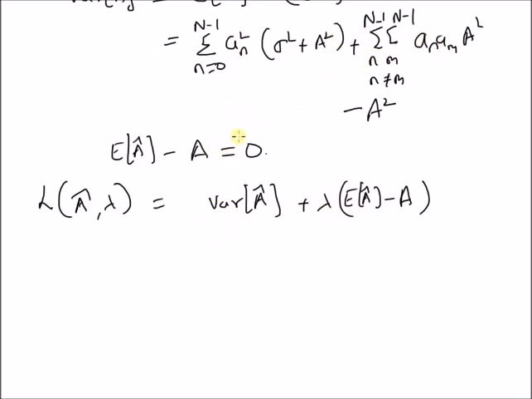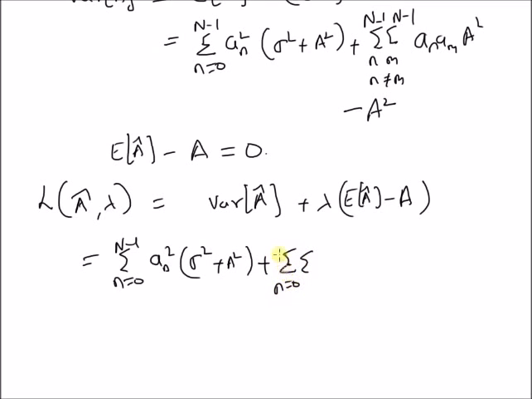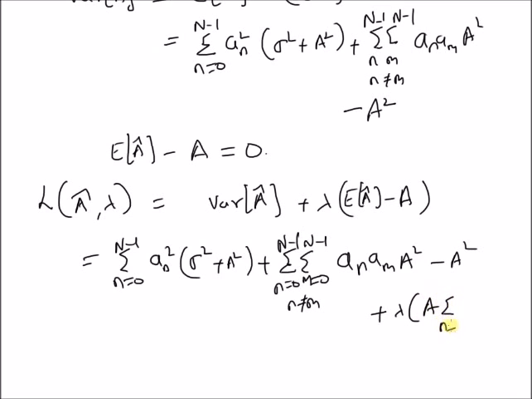So by using the definitions we derived, we can rewrite this as the summation n equal to 0 to N minus 1 of a_n squared sigma squared plus a squared, plus the double summation n equal to 0 to N minus 1, m equal to 0 to N minus 1, n not equal to m, a_n a_m a squared minus a squared, plus lambda into a into the summation n equal to 0 to N minus 1 a_n minus a. So this is the combined objective function.